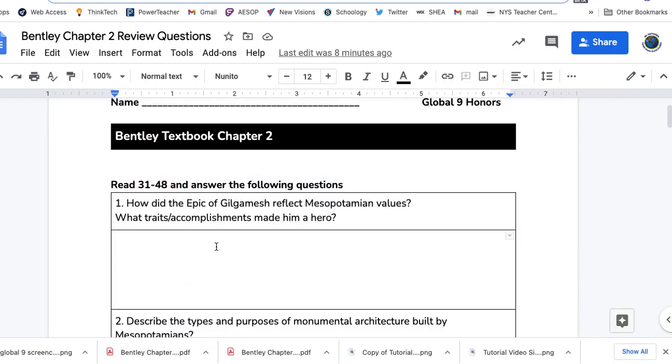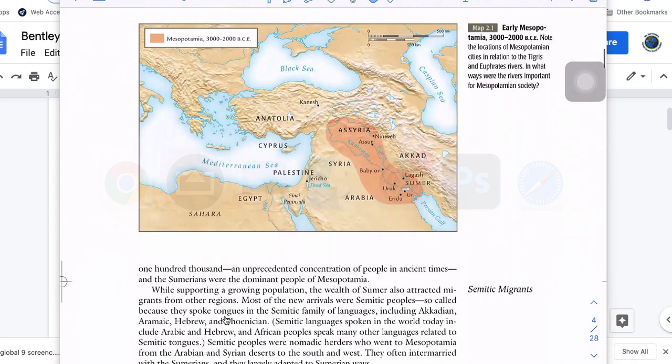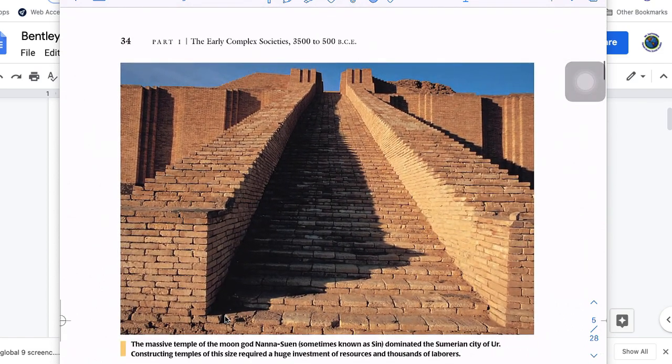For example, I'll go over and show you the purposes of monumental architecture built by the Mesopotamians. So as we scroll through and look at the actual chapter itself, you'll probably remember this from 6th grade, the ziggurat construction, these step temple pyramids. Unlike the Egyptians who buried their rulers, this was used for ceremonial practices, and they were paying tribute to their various gods and goddesses. And this one is for the fertility god.